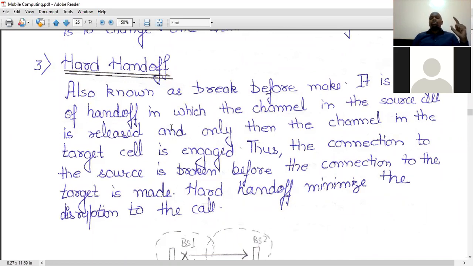Now, the reason why it's called hard handoff is because it has to detect a frequency of another cell, the cell you are walking into. It has to detect a frequency and connect to it. And therefore, before it connects to it, it first has to release this other frequency so that it can connect to the frequency it has detected, right?